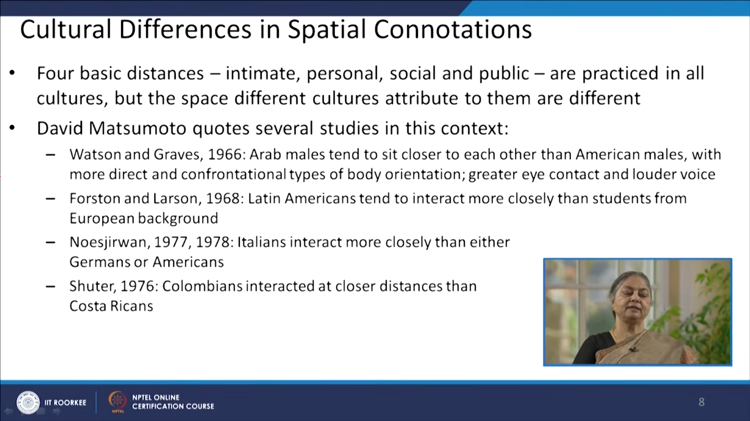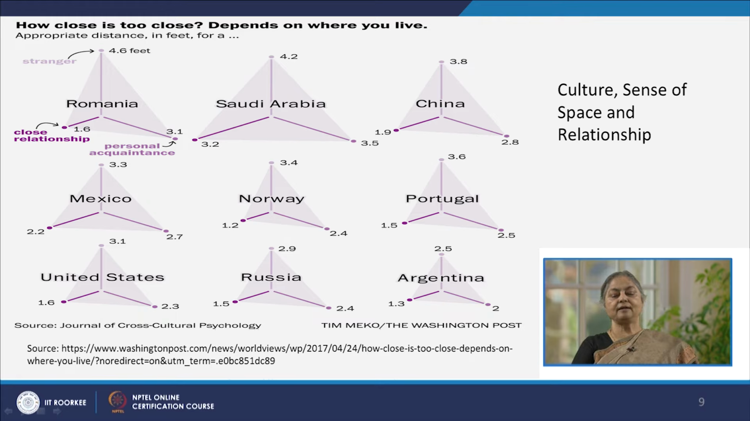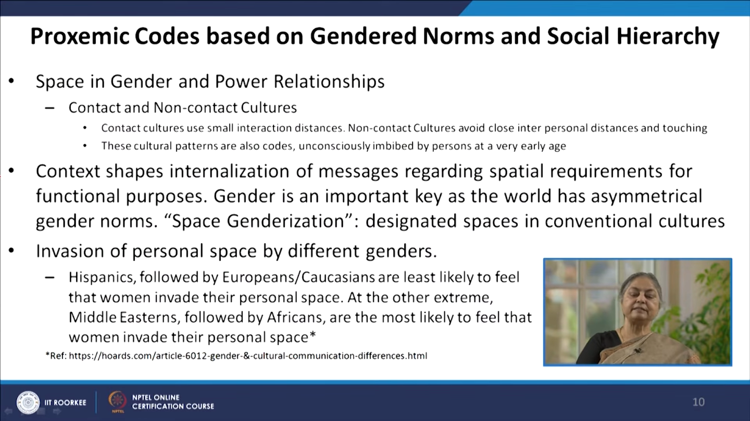These special connotations alert us to the possibility of cultural differences which are inbuilt in our psyche. This diagram also helps us to understand how different cultures understand and interpret the sense of space in their interpersonal dealings. Another aspect which is significant for us to understand in the context of proxemics is how it is affected by our understanding of gender, and at the same time how our understanding of social hierarchy influences our understanding of proximity.